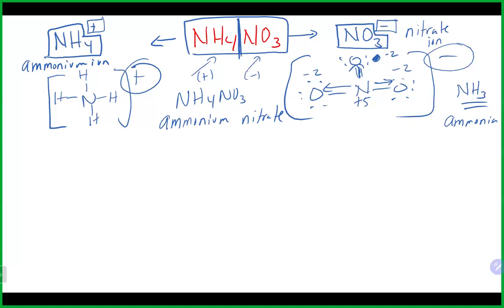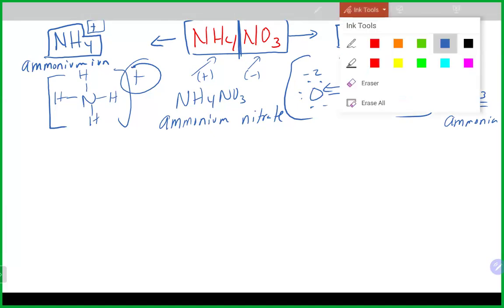Now, NH4 plus is one of the very few polyatomic ions that are positively charged. Most polyatomic ions are negatively charged. There's ammonium that's positive, there's hydronium that's positive, there's only like 2 or 3 that are actually positive ions. So what does that mean? That means probably 99% of the time, if you come across a polyatomic ion, it's going to be negatively charged.